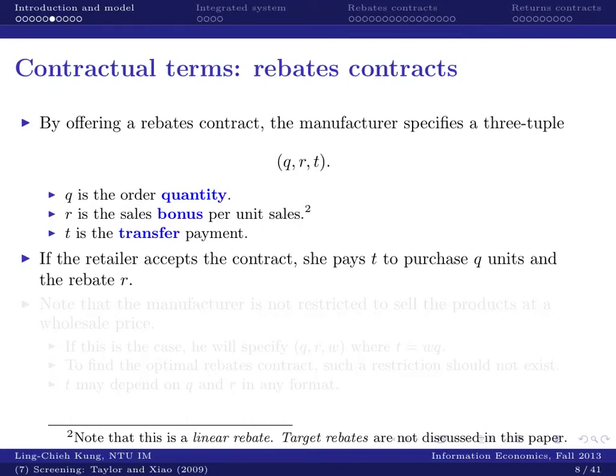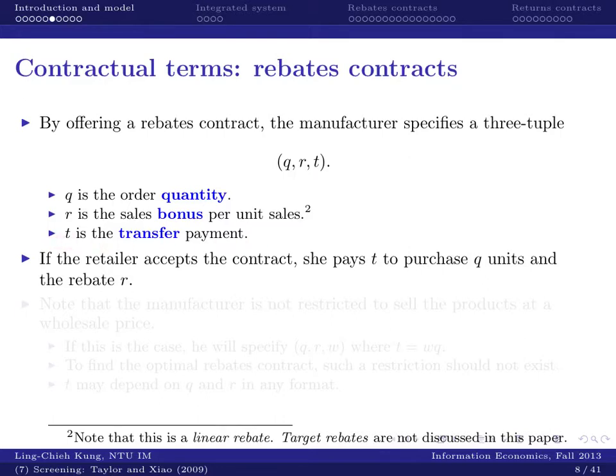So now let's continue to describe those contractual terms. First, let's look at the rebates contract. Suppose the manufacturer wants to offer a rebates contract. The manufacturer needs to offer Q, R, and T. Q is the order quantity or the production quantity. R would be the per unit sales bonus for the retailer. And finally, to get Q and R, the retailer needs to pay T as the transfer payment.